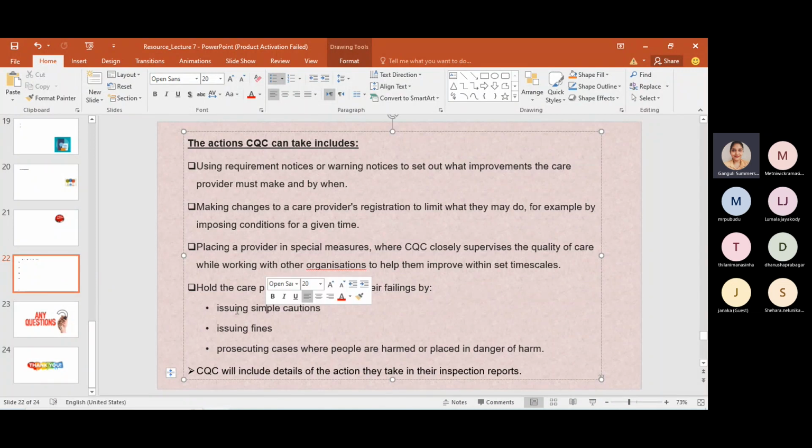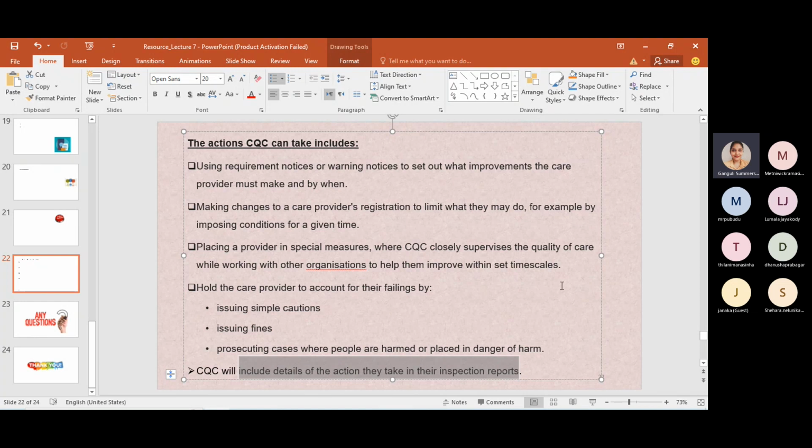Other than that, here are some other actions taken by CQC: issuing simple cautions, issuing fines, and prosecuting cases where people are harmed or placed in danger of harm. Prosecuting means taking legal actions. So simple cautions, fines, legal actions. These are some other types of actions taken by CQC if they find out that you are not complying with the standards. The details of these actions will also be mentioned in the inspection report.